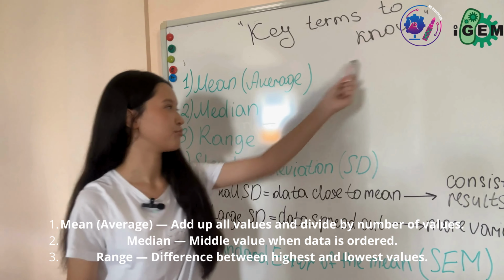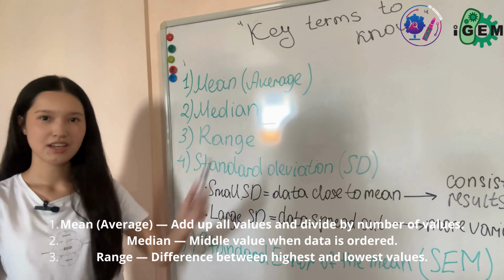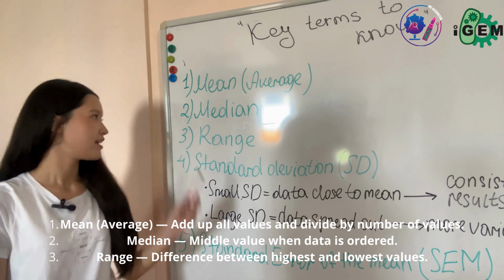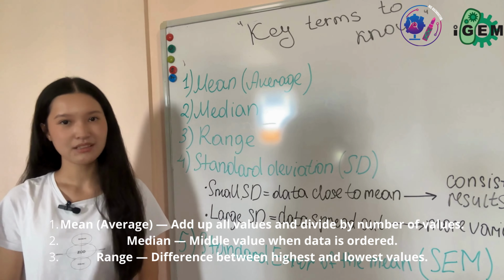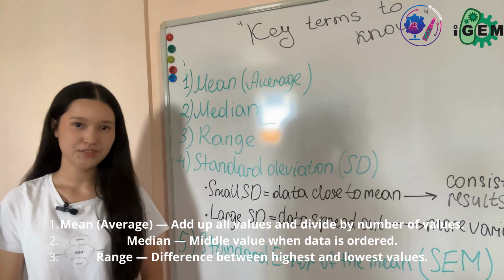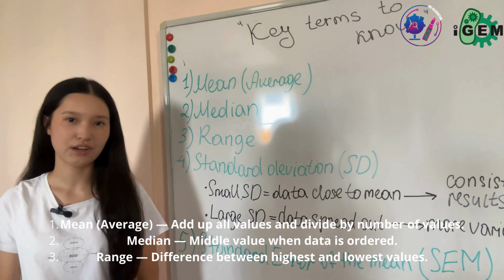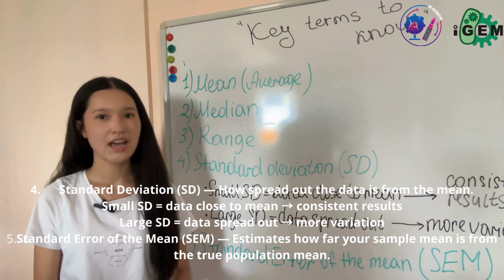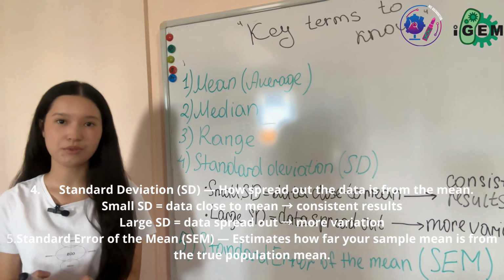Key terms to know. First, mean or average: add up all values and divide by the number of values. Second, median: the middle value when data is ordered. Third, range: the difference between the highest and lowest values. And fourth, standard deviation, or SD: how spread out the data is from the mean.